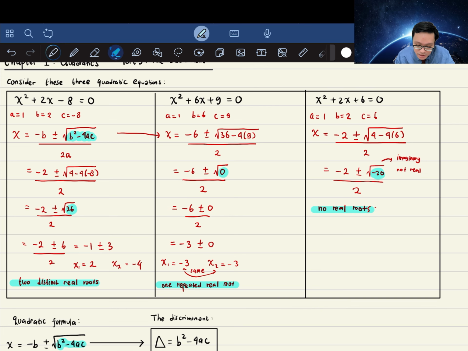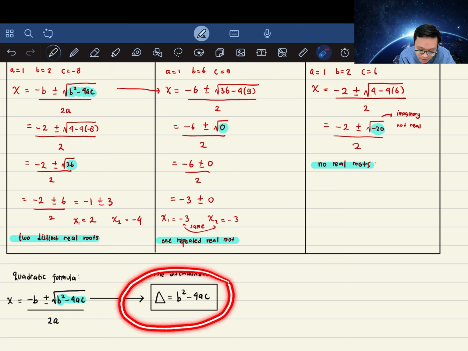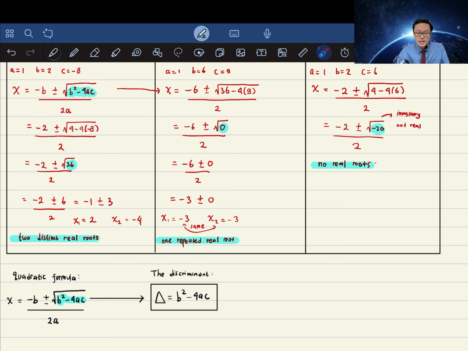So that means whatever is inside the square root is very important. If we take out the expression inside the square root, we call it the discriminant, which is b squared minus 4ac. This is very important because this simple formula can tell us which category, how many real solutions the quadratic equation has.